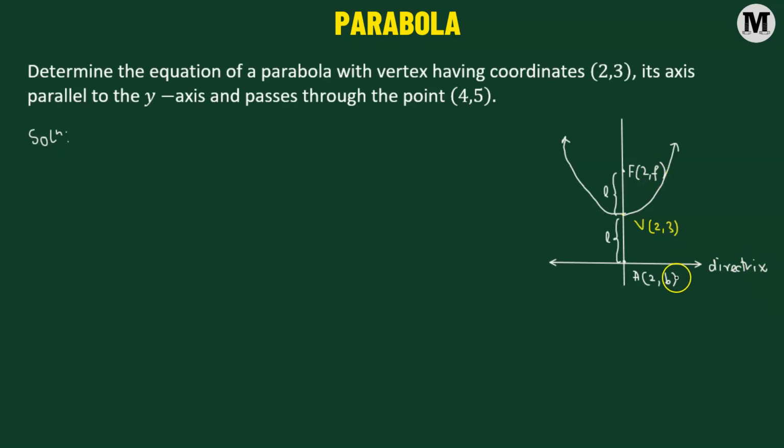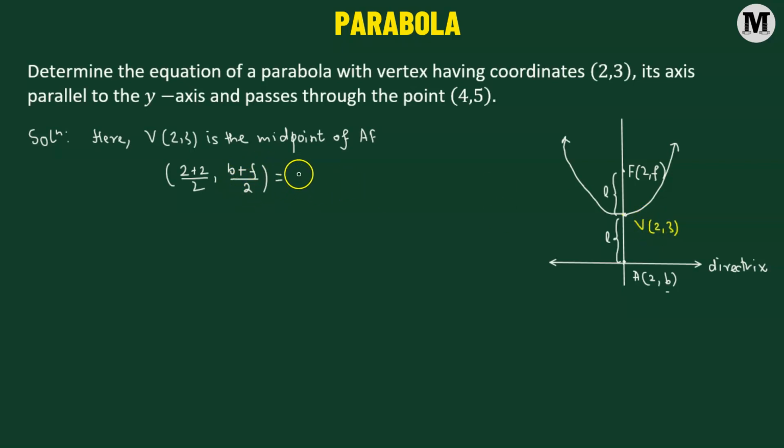Let's try to find the value of b in terms of f. Now here, V is the midpoint of the line segment joining point A and point F. That means we can use the coordinates of point A and point F to define the coordinates of V using the midpoint formula. So the x coordinate is going to be (2 + 2)/2. All we have done is added the x coordinates of point A and point F and divided by 2. For the y coordinate, we're going to take the sum of the y coordinates of point A and point F. So we are adding b with f and dividing it by 2. And this is going to be equal to the coordinates of the vertex which is given to us. So that's (2, 3).